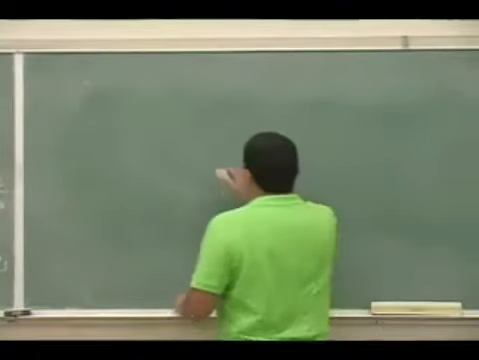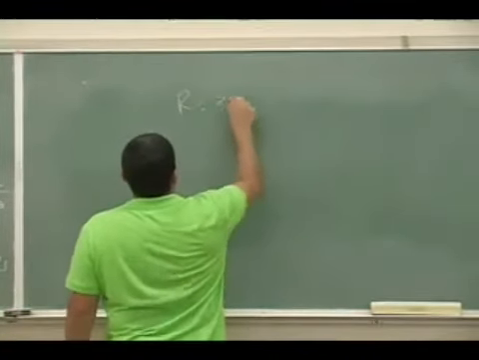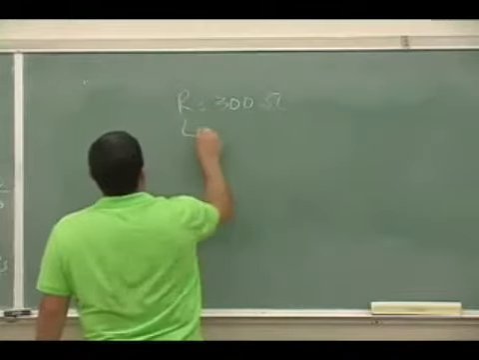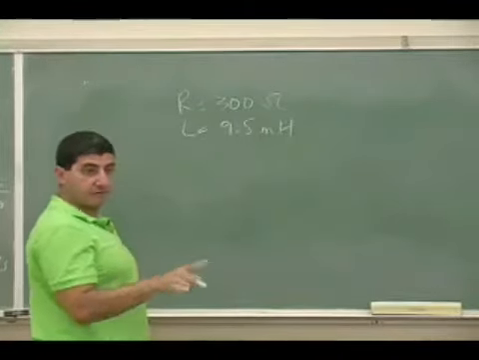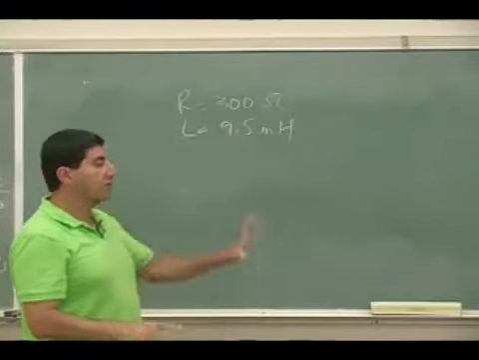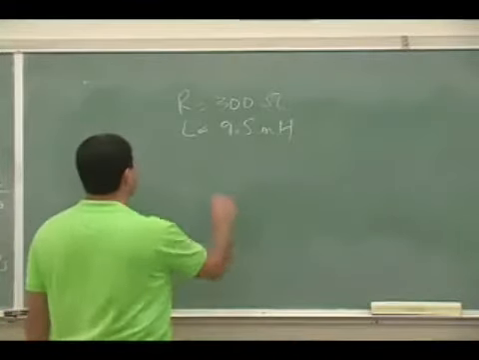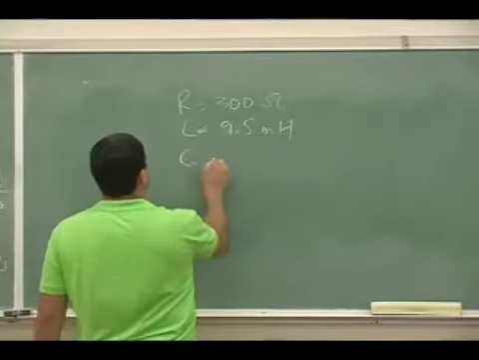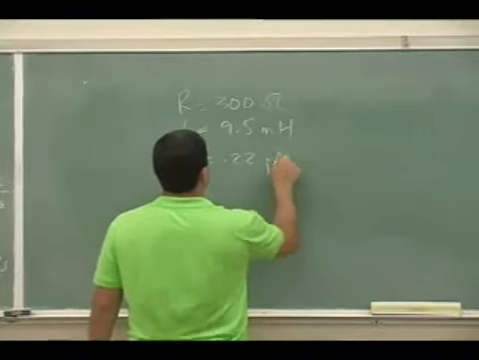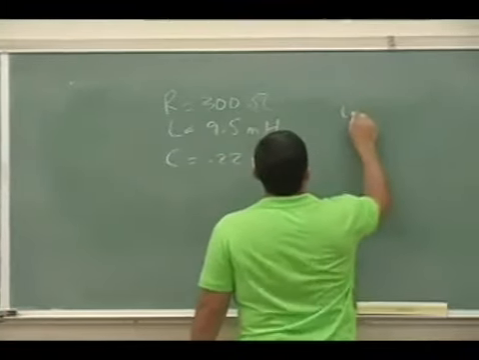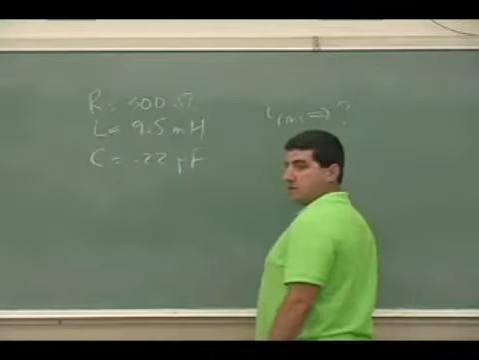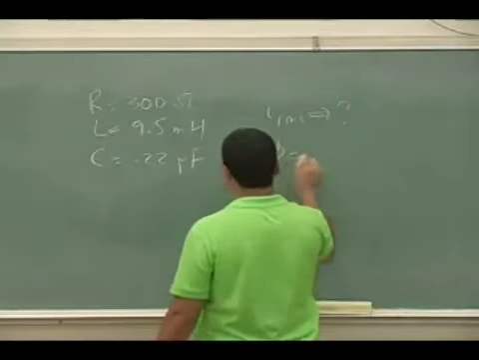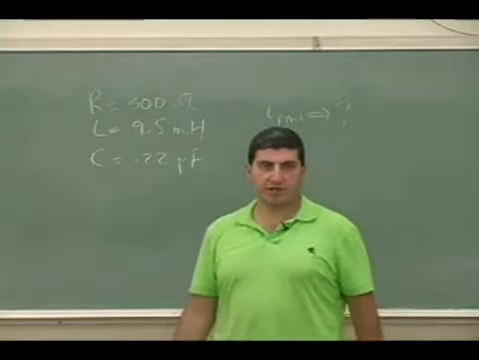So the resistor is 300 ohms. Inductor is 9.5 millihenries. We already checked the resonance frequency is working. The capacitance is 0.22 microfarads. Tell me what the root mean square current needs to be, and what is the phase angle. And then that will end.